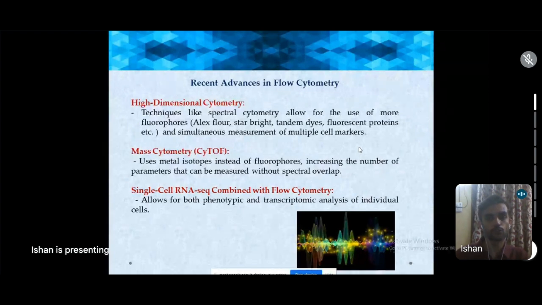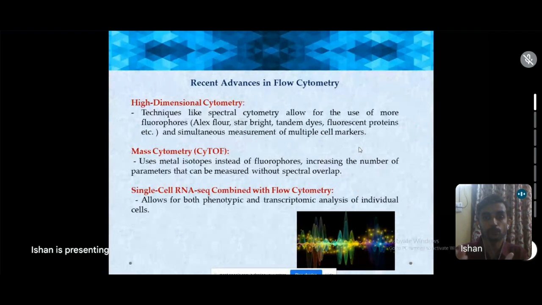Now there are different kinds of fluorophores like Alexa Fluor, Star Bright, tandem dyes, and fluorescent proteins, which make possible the simultaneous measurement of multiple cell markers. So these are multicolor flow cytometry. You might have heard the term multicolor flow cytometry. Alexa Fluor and Star Bright are nanoparticle based dyes being made. Then tandem dyes are two dyes working simultaneously. We use PerCP or FITC, two dyes are combined and they work simultaneously to produce a different color.